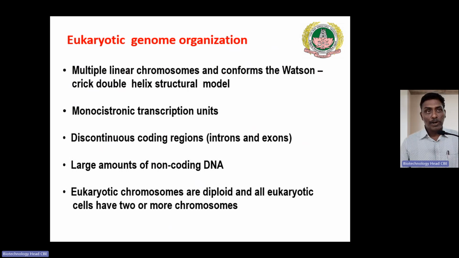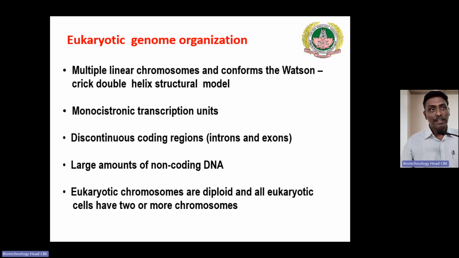Coming to the eukaryotic genome organization, the eukaryotic genome has multiple linear chromosomes and conforms to the Watson-Crick double helical structure model. It has monocistronic transcriptional units, whereas prokaryotes have polycistronic units. It has mostly discontinuous coding regions, which contain both introns and exons.